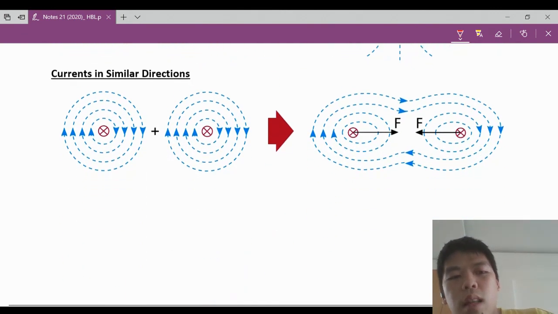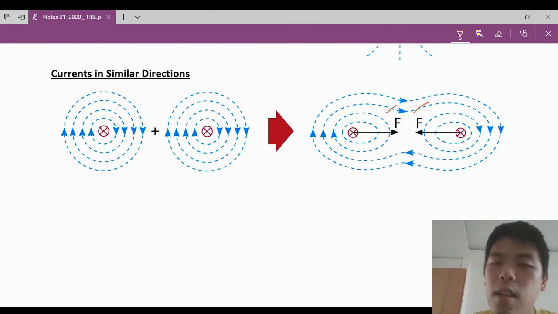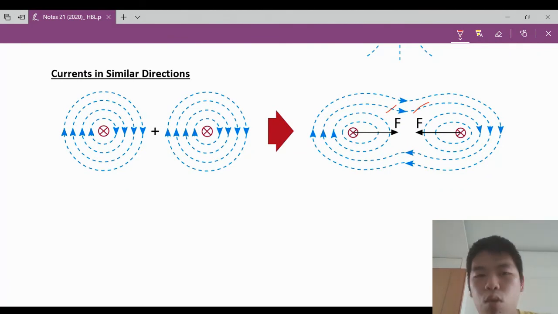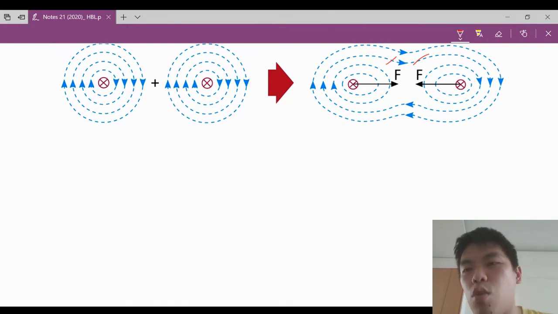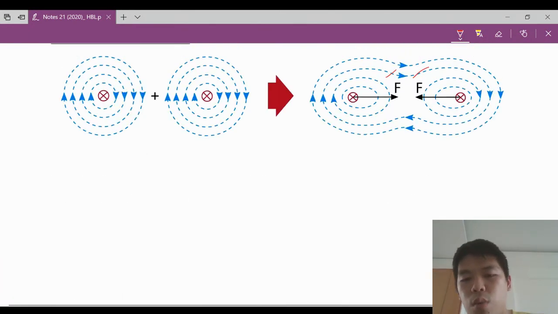Next, we can use the same argument, and in this case we'll see that they actually attract and the force goes in. This will be the magnetic field pattern that is shown there. You can go through the whole argument yourself and deduce why they actually move in the same direction. Take note that these two forces on the wires are actually an action-reaction pair based on Newton's third law. Okay, so with that, we'll end this chapter here.